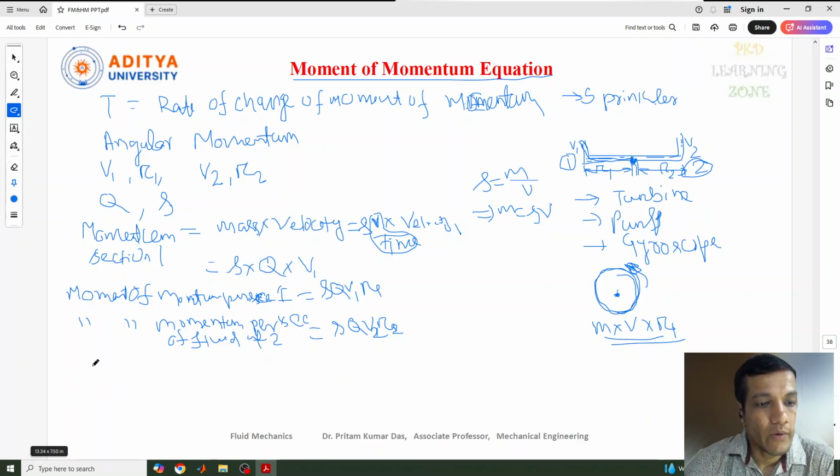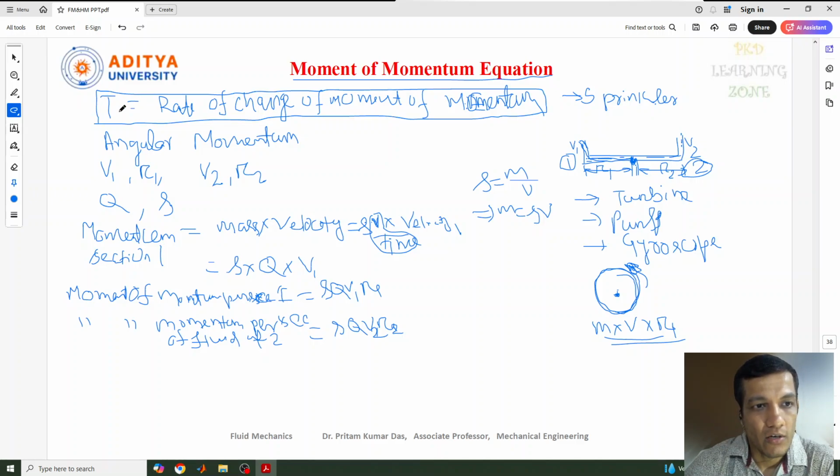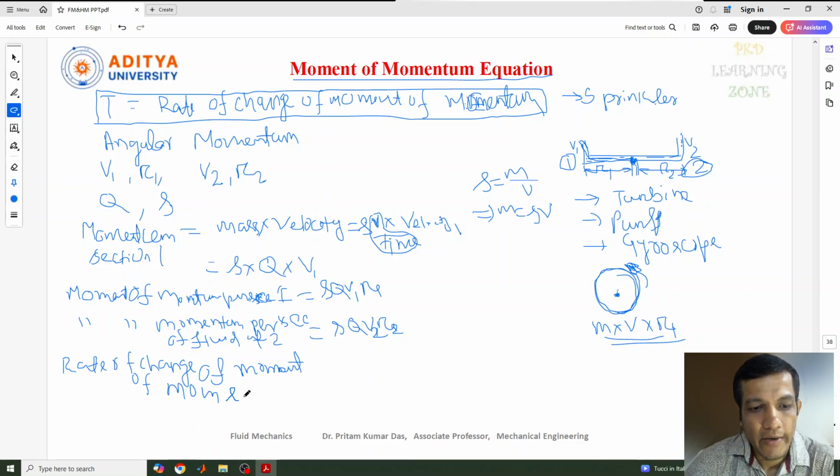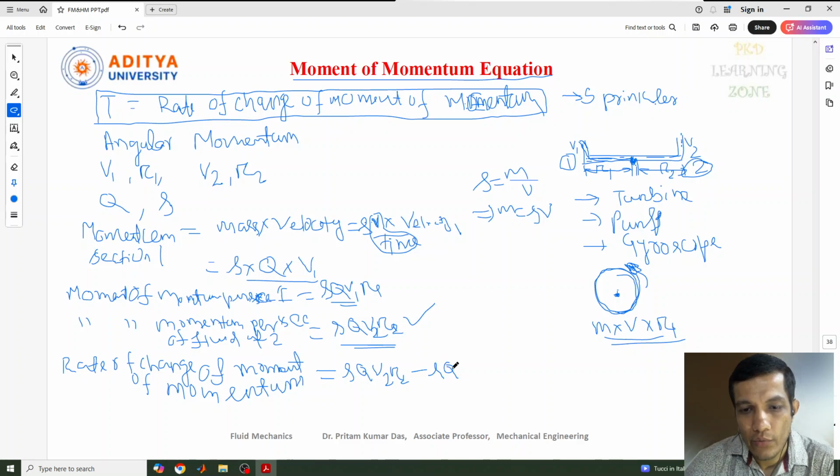Now if I want to write again, because I need to satisfy the definition of this momentum equation, that is the resulting torque, like how the fluid is rotating. The torque equals the rate of change of moment of momentum. What is the value for that? It is the change that happened between the two positions. That means the momentum at section 2 and the momentum at section 1, the difference between these two. So we can write rho Q V2 r2 minus rho Q V1 r1.